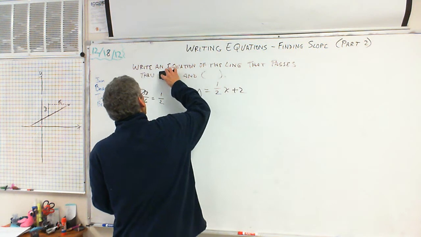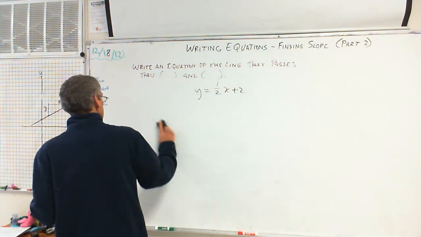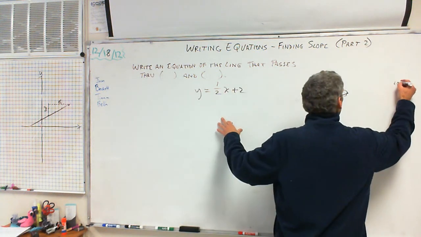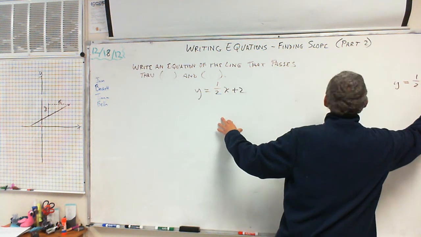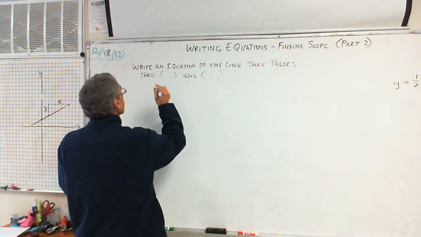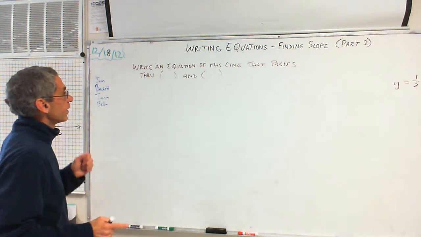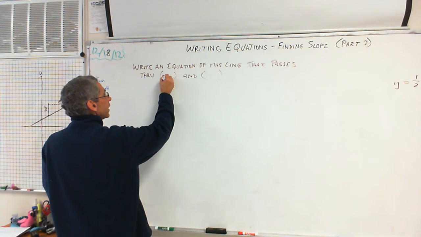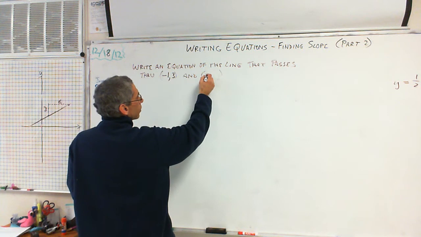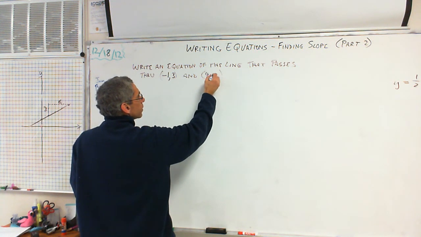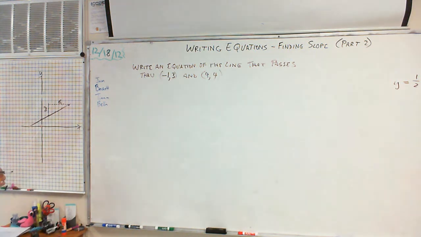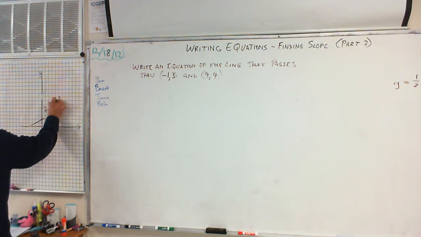So let's try another one. Let's just change these points. I'll leave the equation y equals 1 half x plus 2 there for a second, in case anybody is still writing. So now I'm going to erase this. Now let's try this: write an equation of the line that passes through negative 1, 3, and 4, 4. So now I've got to get rid of all this stuff, right?